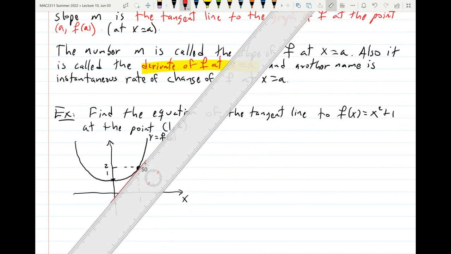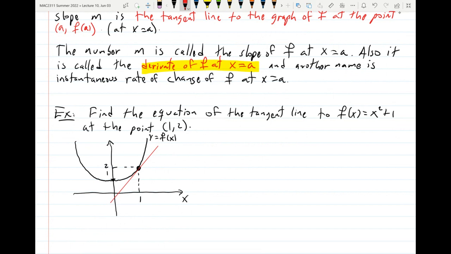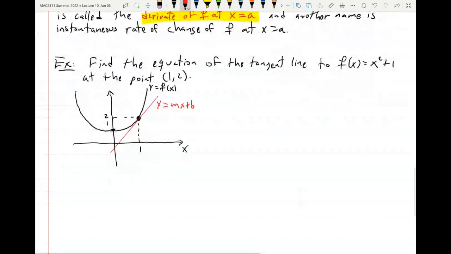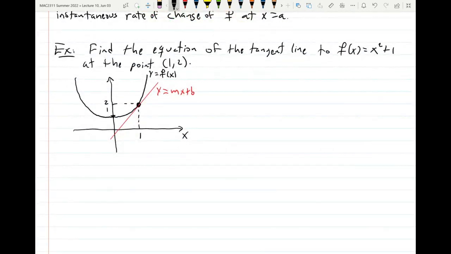This is what we want. Okay, so we want to come up with this equation, mx plus b. As you know, we already know the point, so we need the slope. Let's get into the habit of doing this. What do we need to answer this question? We need a point and we need the slope. What do we have? We have the point. The point is 1 comma 2. That's good. The slope, we don't have it.